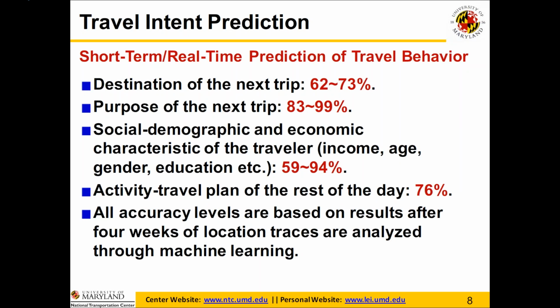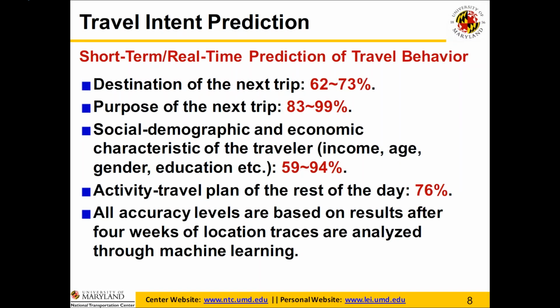Now, the next generation of travel models does a lot of short-term and real-time travel intent prediction, which I believe is very valuable for demand management, as well as for mobility services, and also for other kinds of revenue streams involving mobile advertising, involving social networking.